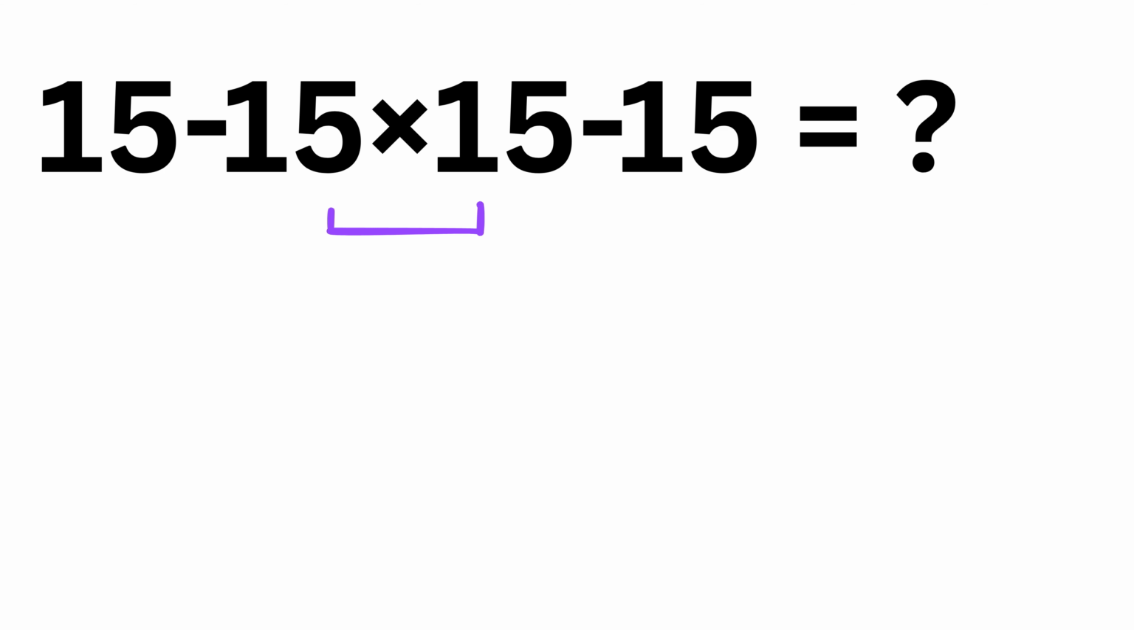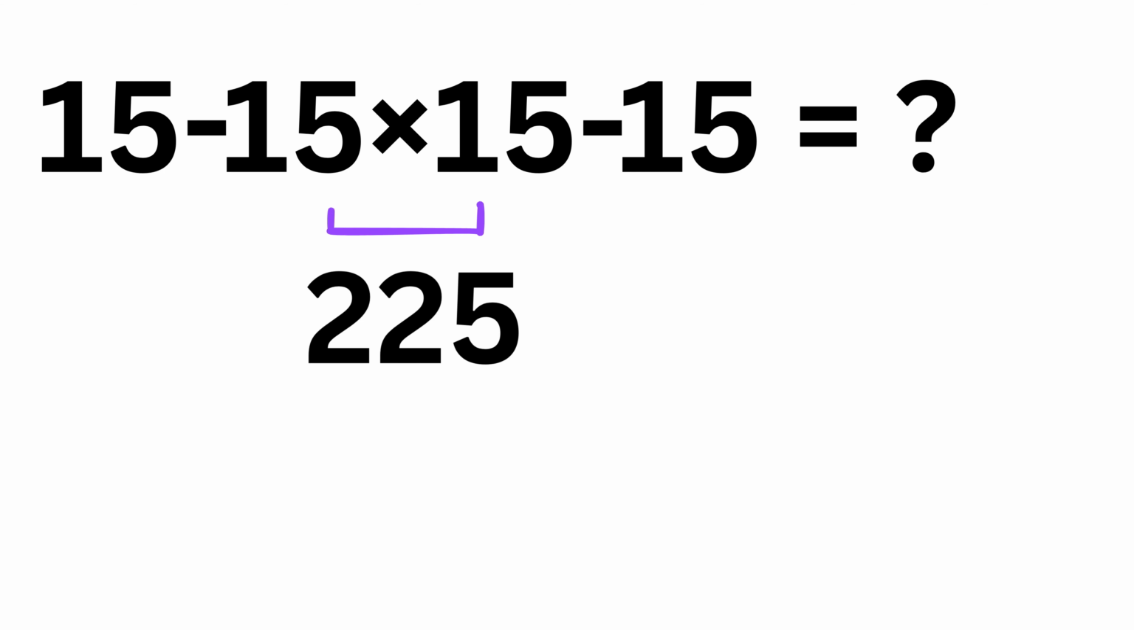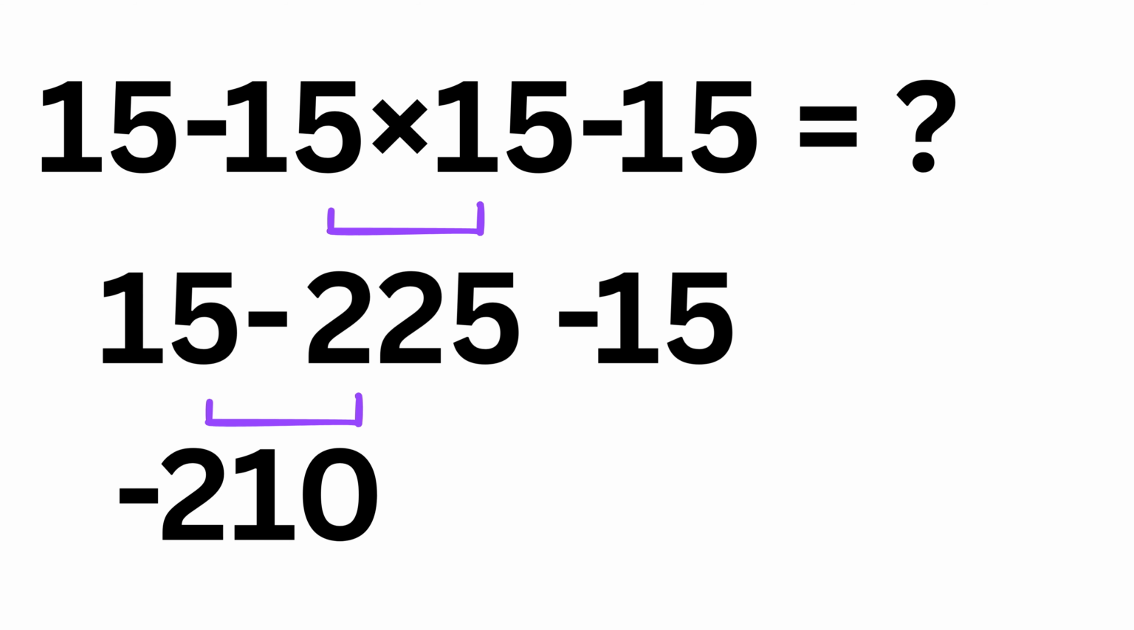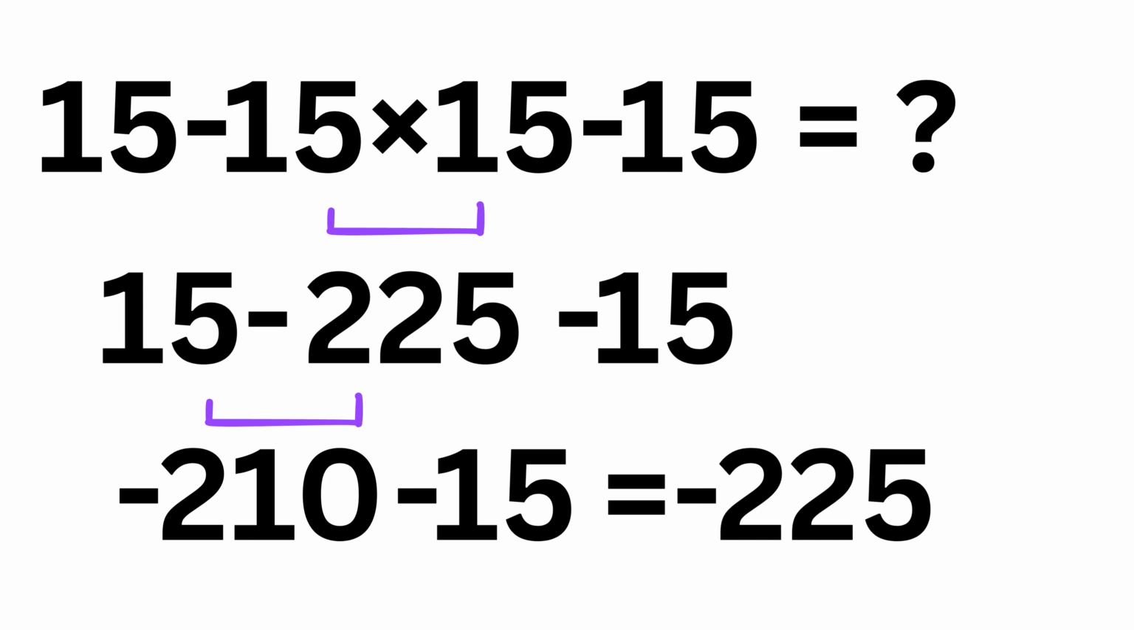15 times 15 gives us 225. So we have 15 minus 225 minus 15. 15 minus 225 gives us minus 210, and minus 210 minus 15 gives us minus 225. And this is our final answer to this problem.